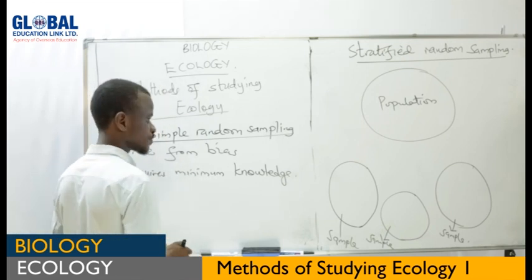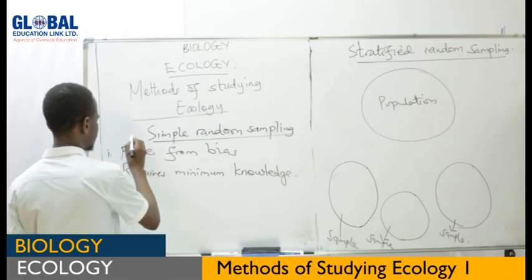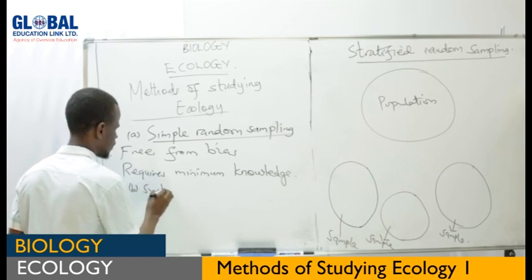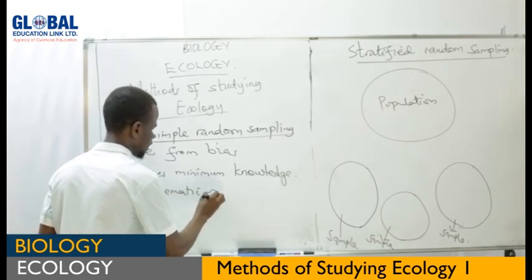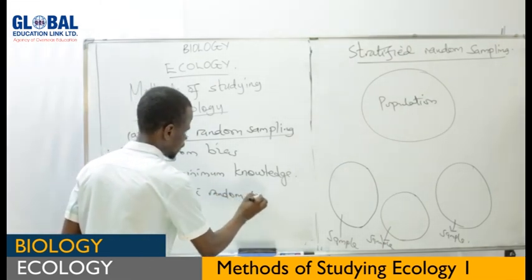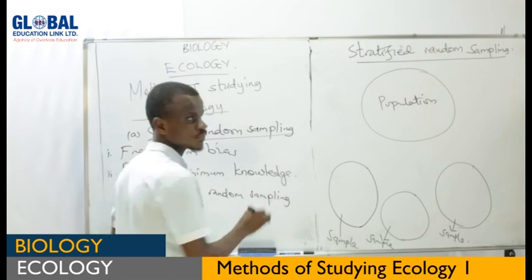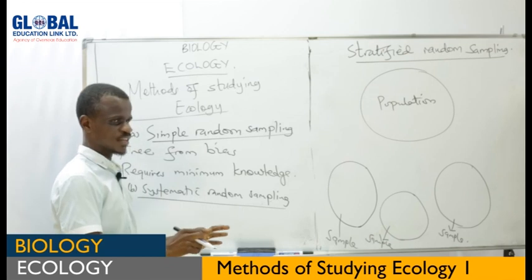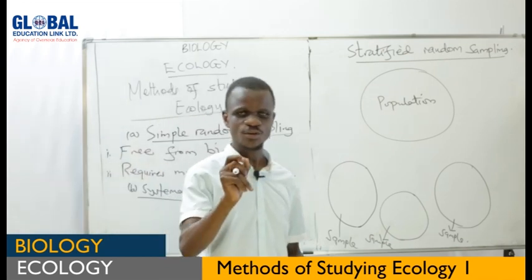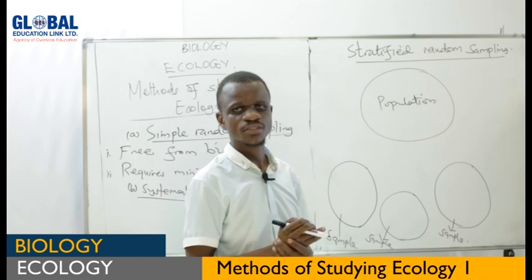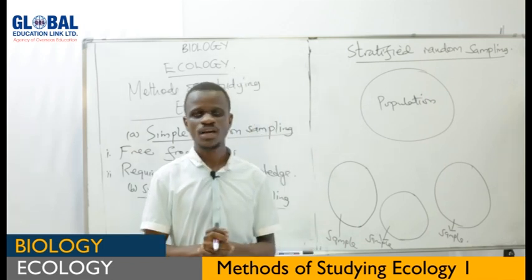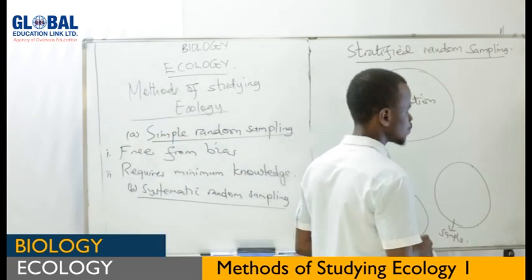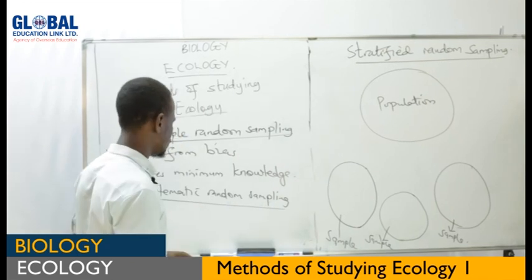Then, my student, if we go to part B, systematic random sampling. Systematic random sampling, as I said earlier, there is a starting point. Therefore, as an ecological investigator, you select a starting point. Then you must have an interval. From our question now, what are the advantages of using systematic random sampling?